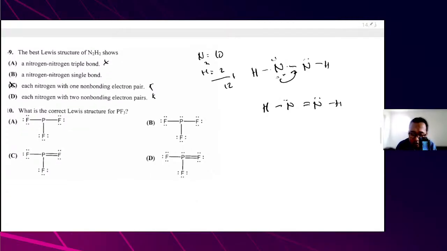Okay, now what is the correct Lewis structure of PF3? P has 5, right? Okay, 5, 5, 5. Okay, that's good. So this one is incorrect. Okay, this one is incorrect. This one is incorrect. P is 5, right? This one is incorrect. Yeah, the correct one is B. Number 10 should be B. I'm pretty sure, B.